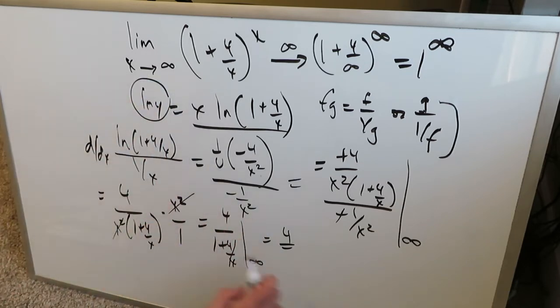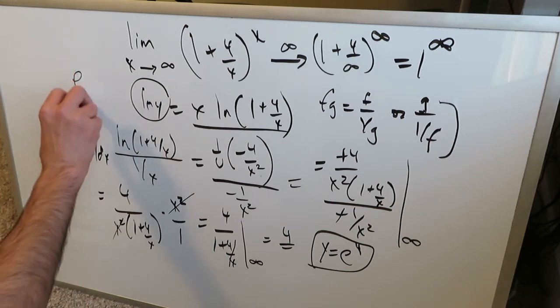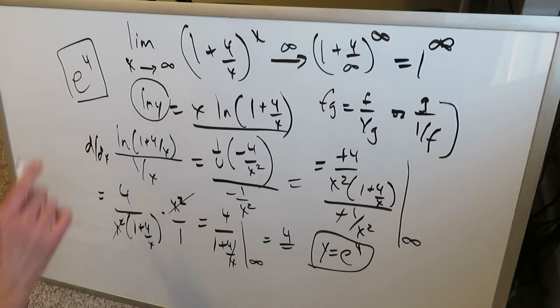Natural log y equals 4, therefore y equals e to the power of 4, and e to the power of 4 is your limit. Okay, e to the power of 4 is your limit. And I'll put the limit right over here, e to the power of 4, and that is my right answer, e to the power of 4.